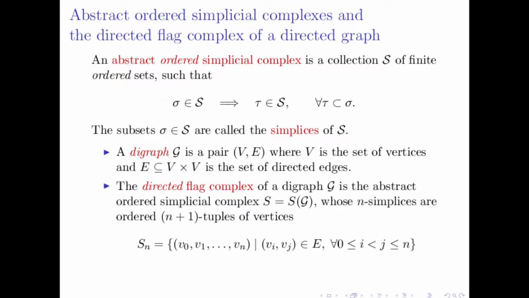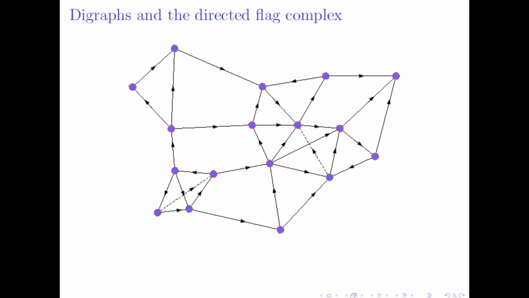And then the directed flag complex, by analogy to the ordinary flag complex of a digraph, is the abstract ordered simplicial complex whose n-simplices are just the ordered n+1 tuples of vertices. Okay, so basically, best explained with an example. If you have a directed graph like this, as you can see, you have here triangles, and you also have these things which look like three-simplices.